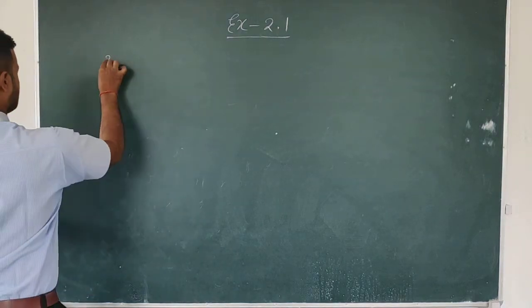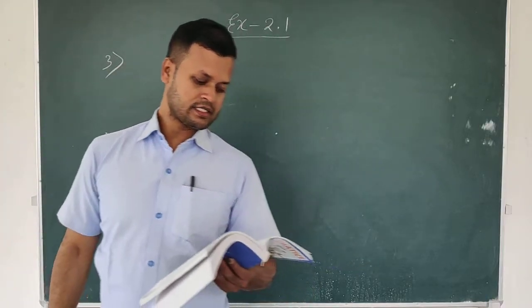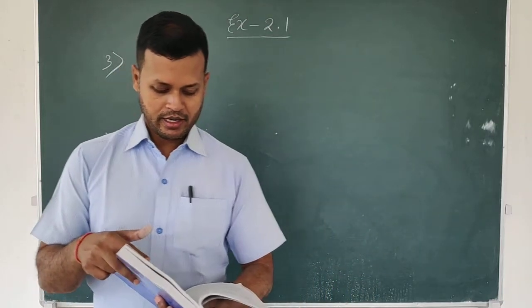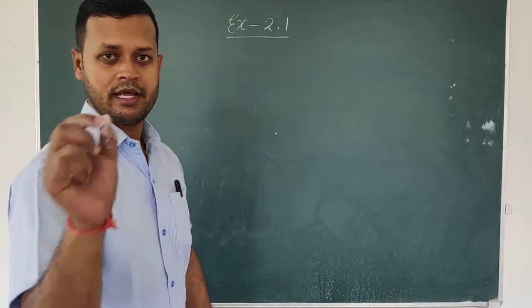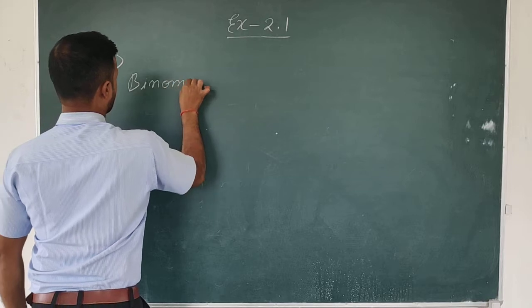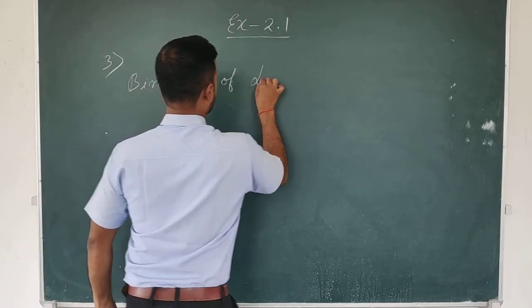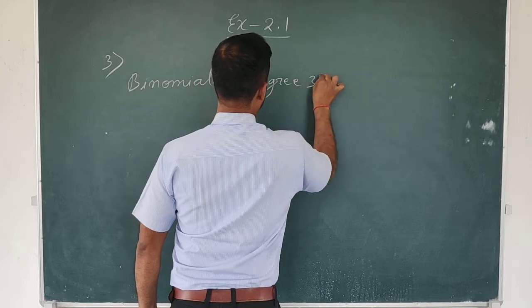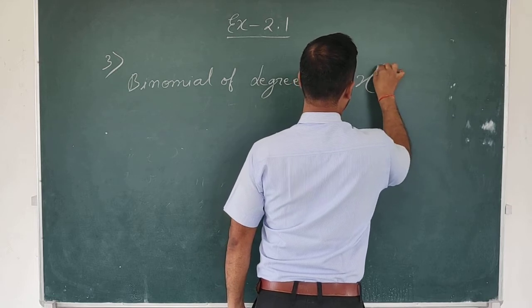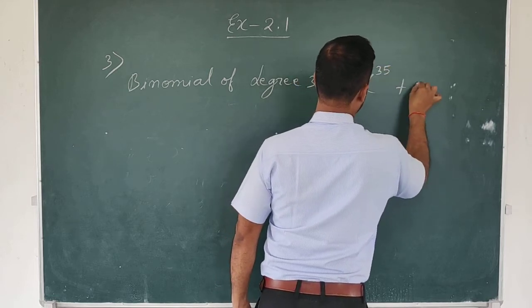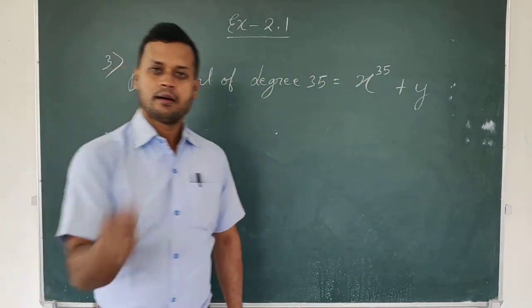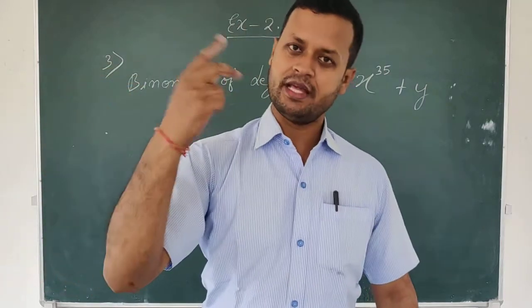Number 3. Give one example each of a binomial of degree 35 and of a monomial of degree 100. Binomial of degree 35, friends. Binomial of degree 35 is equal to x to the power 35 plus y. That means the degree must be 35. You can write on your own any expression you can give.